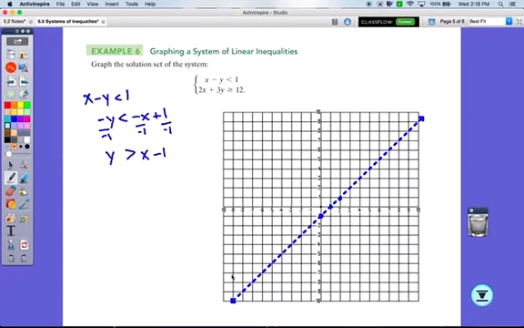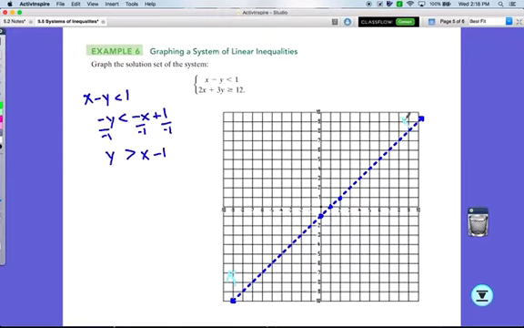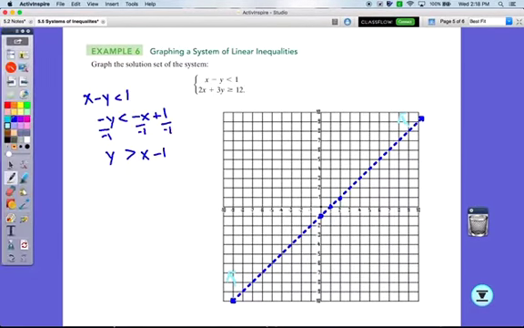For systems, I'm going to do something a little bit differently. I'm just going to draw some arrows saying I would have shaded this direction if that was all by itself. I would have shaded greater than, or above it. We'll come back and shade here in a second.